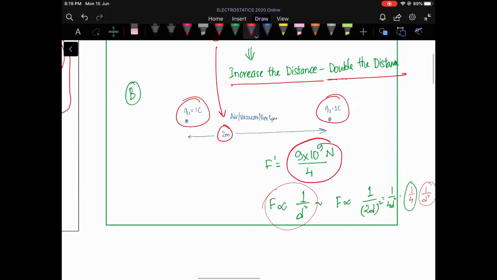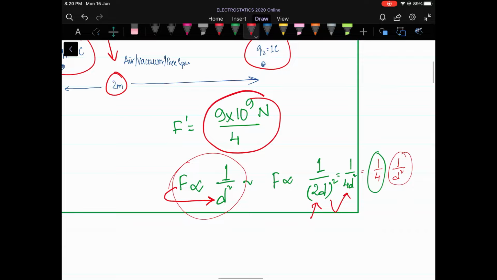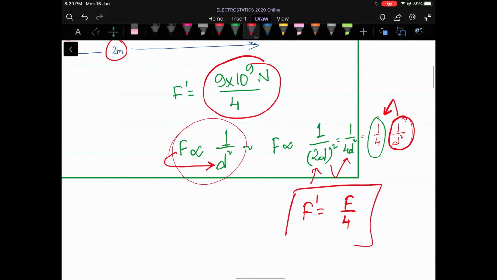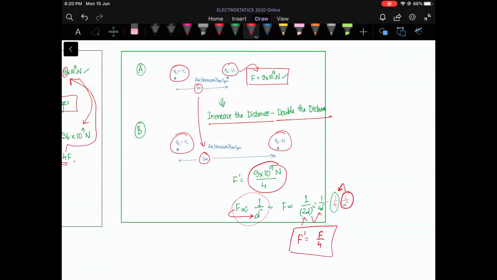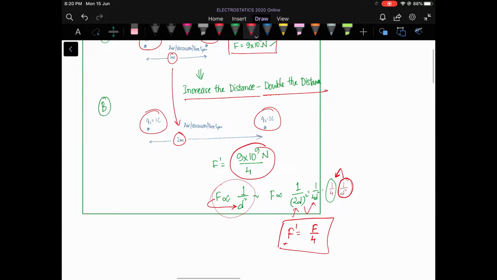The reason is that the force is found to be inversely proportional to the square of the distance. So if we had the distance earlier to be d, but now we have a distance not d but 2d, and when we square 2d, we get 4d². Clearly, if you compare it with the previous case, earlier we had 1/d², but now we have 1/4 of 1/d². So the new force is 1/4 of the initial force. The effect of making the distance double between the charges should result in a force which is 1/4 of the initial force.